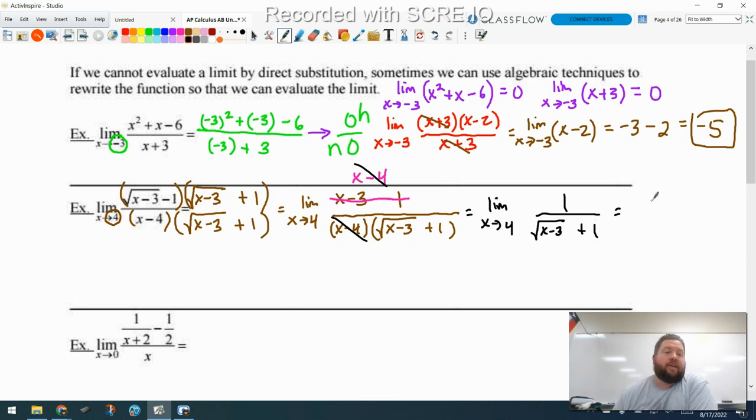Now it's finally just a direct substitution problem. Plug in your 4: 1 over the square root of 4 minus 3, plus 1. 4 minus 3 is 1. The square root of 1 is 1, plus 1 is 2. So that limit is equal to a half.